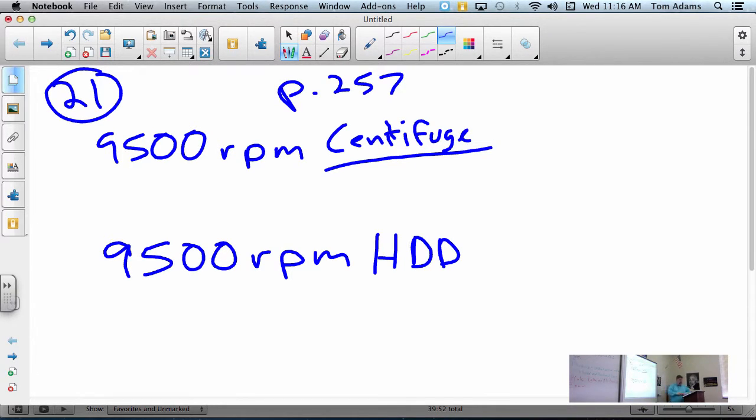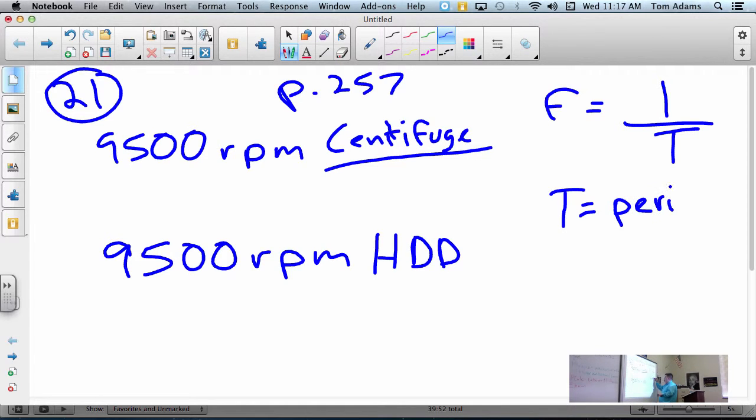So there is a relationship. First let's write down the relationship. The frequency is equal to 1 over T, the period. Right? So T is the period, and that's what they're looking for, and f is the frequency. And so, oh great, Mr. Adams, now that we know what the period and the frequency are, what does that mean?